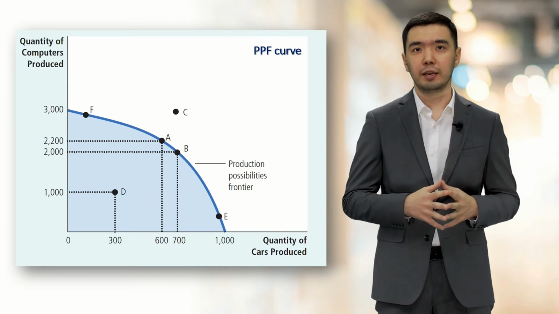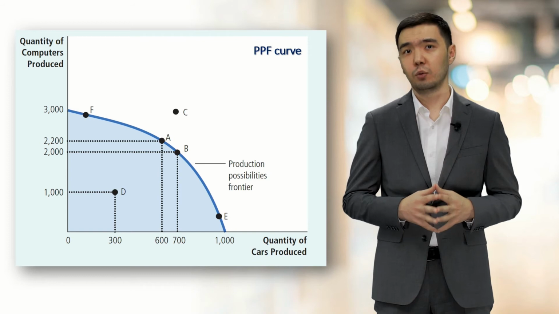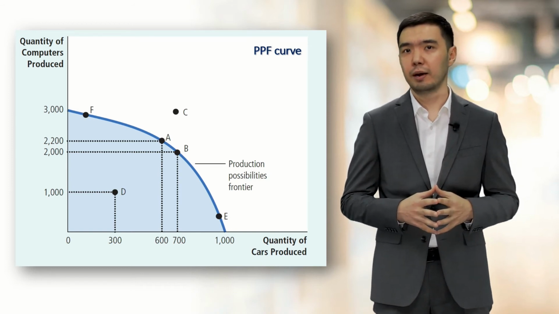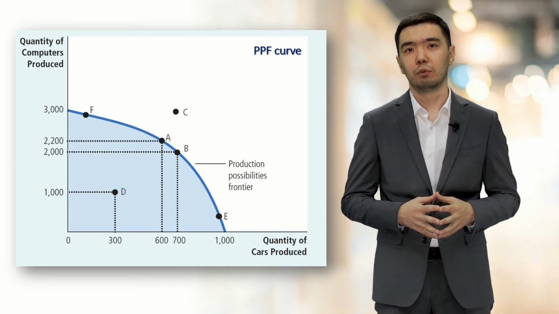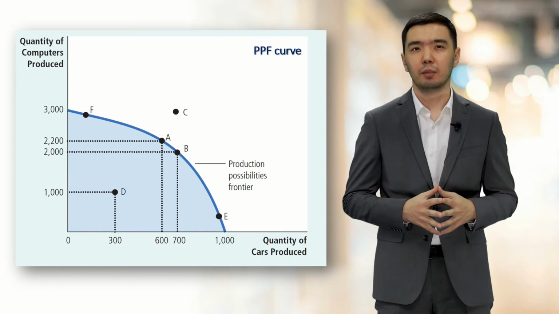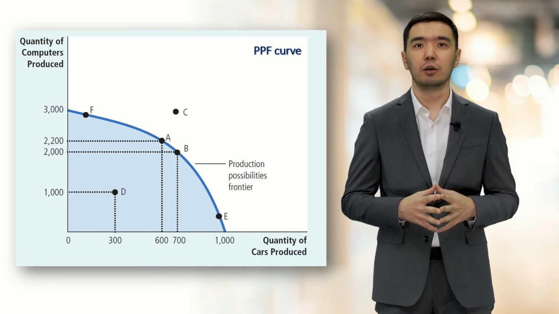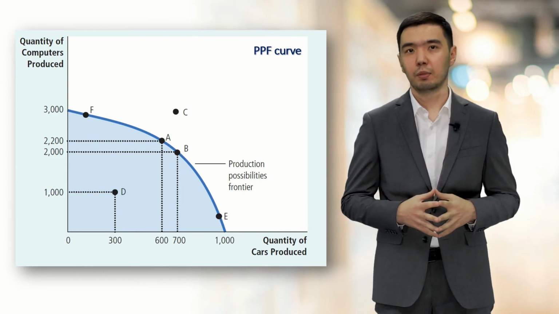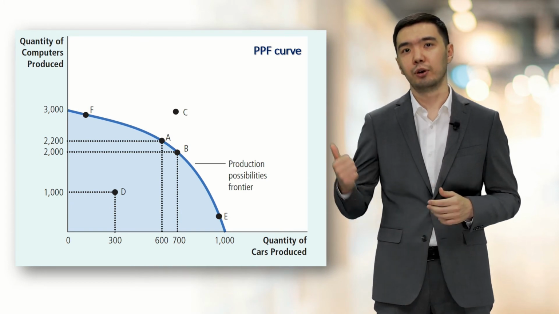Point D represents an inefficient outcome. It is producing only 300 cars and 1,000 computers. For some reason, perhaps widespread unemployment, the economy is producing less than it could from the resources it has available. If the source of the inefficiency is eliminated, the economy can increase its production of both goods. So for example, the economy can move from point D to point A.